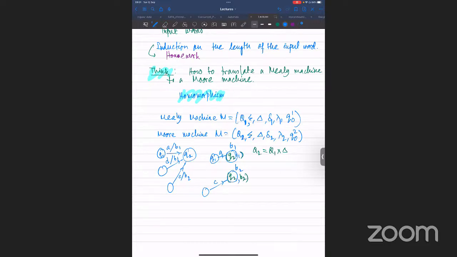So now, how are you going to define Q0? The initial state can be something like some Q01, comma, some B, or some B belonging to delta. So you can just choose your initial output for constructing the Moore machine, right? And now, how are you going to define the delta 2 and the lambda 2? How are you going to define it formally?